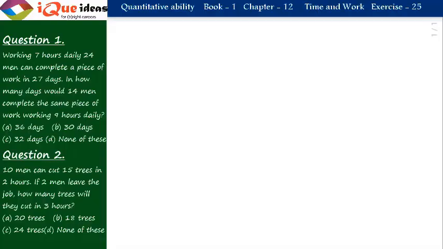Now let's take questions from exercise 25. Question number 1. It says, working 7 hours daily, 24 men can complete a piece of work in 27 days. So I think we have already seen the method for this.